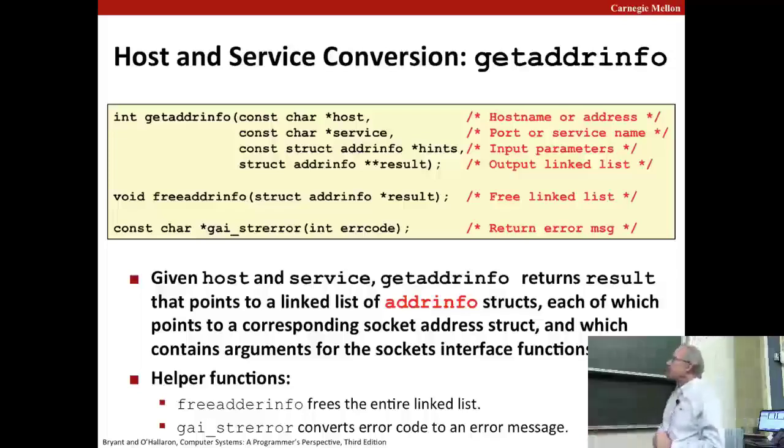Associated with that, once you're done with the result, you're supposed to call a function called freeaddrinfo that will dispose of all the elements of that linked list. You don't have to do it yourself with free. And then there's another helper function called gai_strerror that you use if there's an error code, to help you interpret that error. And it returns an error code.